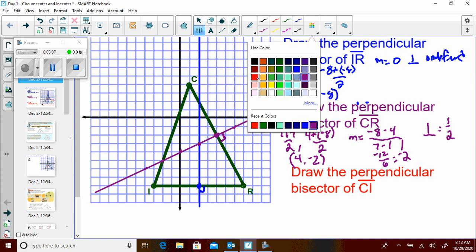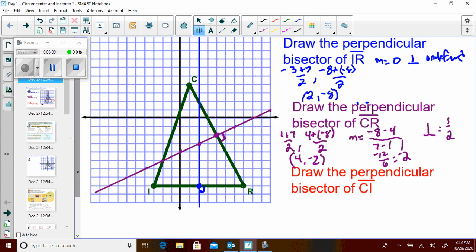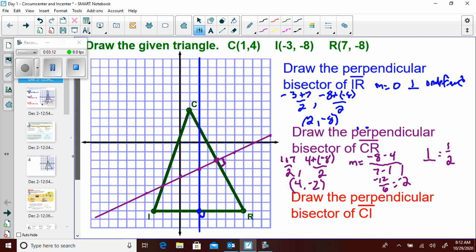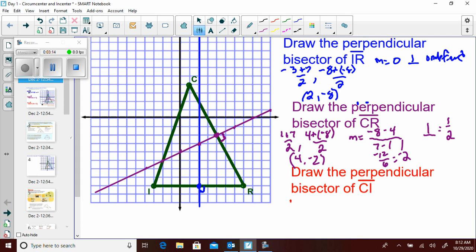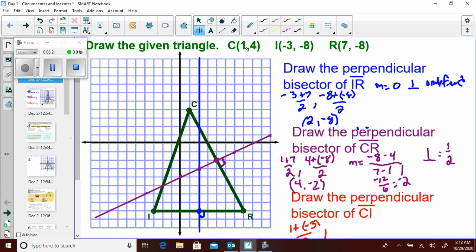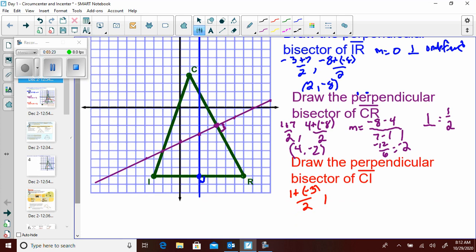Lastly, I have CI. Well, CI is going to be 1 plus -3 over 2 and 4 plus -8 over 2. -2 over 2 is -1. -4 over 2 is -2. So there's my midpoint, -1, -2.